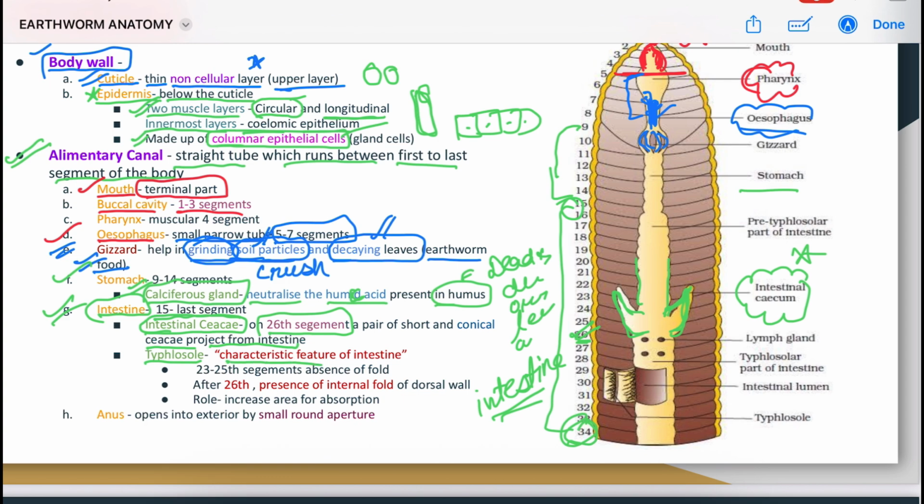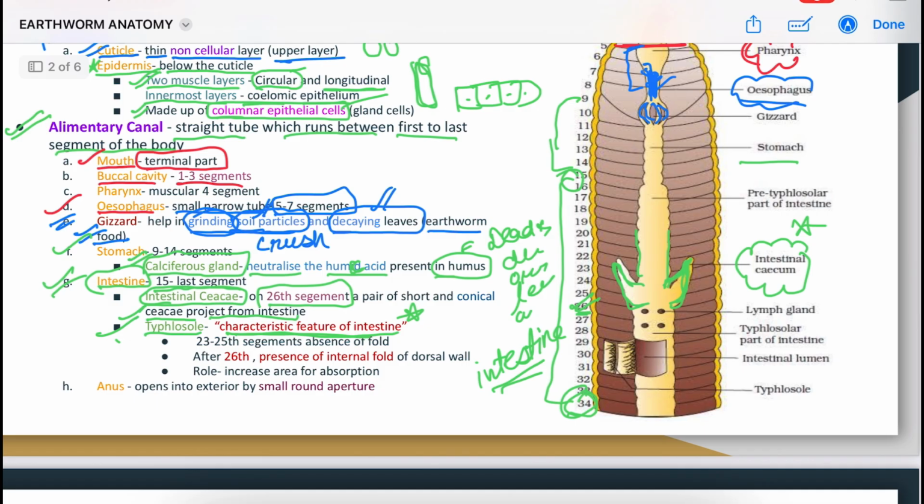Next, typhlosole. It is the characteristic feature of the intestine in the earthworm. Where is it absent? On the 23rd to 25th segment, it is not present. And where is it present? After the 26th segment, it is present.